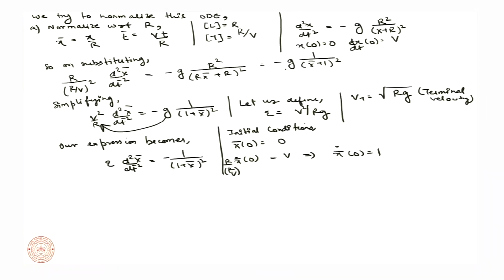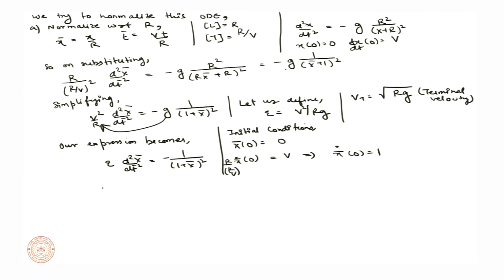So, if you want to solve this differential equation, we will have epsilon d square x bar by dt bar square equals to minus 1 by 1 plus x bar whole square. Okay. So, looks simple enough. This is a nonlinear equation. We can, however, solve this using numerical methods. We will come across how we solve this using numerical methods in the upcoming section in today's lecture.